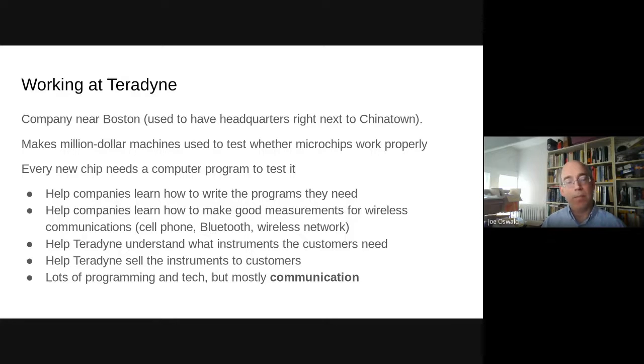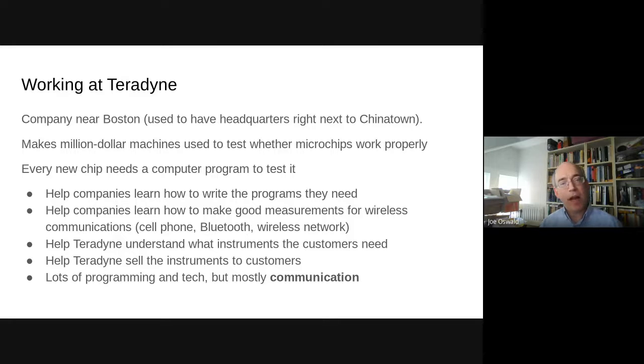So the way that cell phones or Bluetooth devices or wireless network devices communicate, they transmit electromagnetic radiation, which we call radio waves, and to understand how those are produced and can be measured in order to know that they're working properly, that your cell phone will be able to make a call.